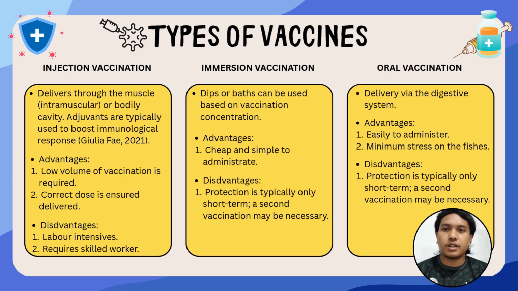And the third point is oral vaccination. It is delivered via the digestive system of the fish, and the advantages of this are it is easy to administer and it gives minimum stress to the fish, but for disadvantages, protection is typically only short term. A second vaccination may be necessary.